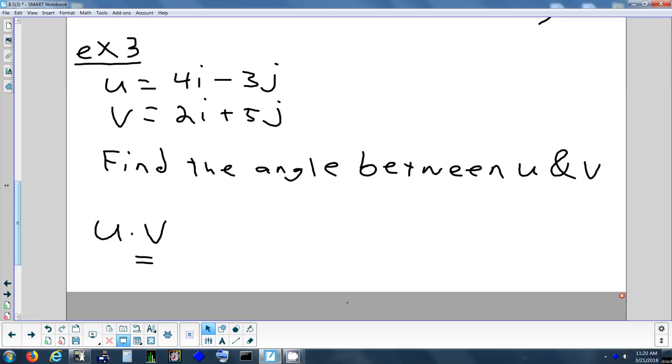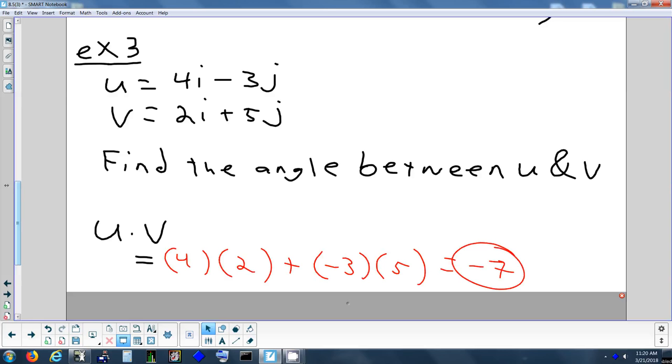Mike, can you tell me my calculation to find the dot product? The dot product would be 4 times 2, -5 and -3 times 5. So that's going to give me 8 minus 15, which is? -7. Okay, so there's the first thing we need. We've got the dot product.